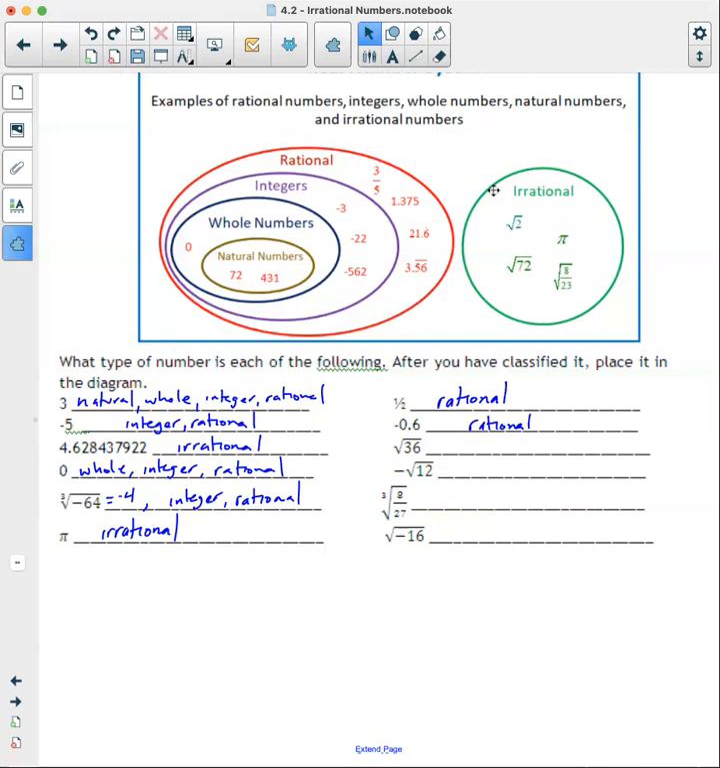The square root of 36 is 6, so that is a natural number. It's a whole number, integer, and rational. Square root of 12 negative. Punch that into your calculator. It is a non-terminating decimal, so it is irrational.